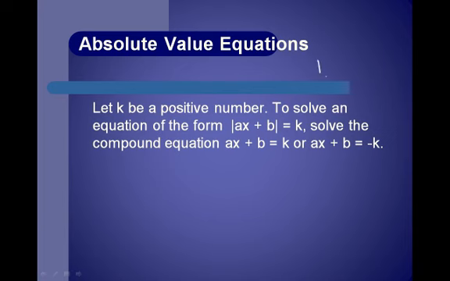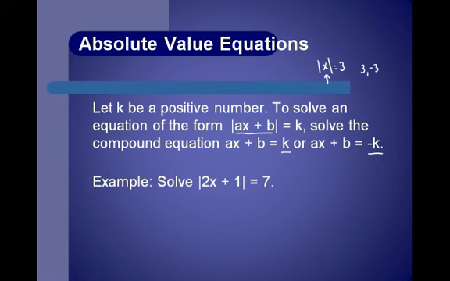Think back to our example on the previous page. If we had the absolute value of x is 3, that means what number is 3 units from 0? Well, we said it was either 3 or negative 3. So what this is saying is the absolute value of ax plus b is equal to k. That means it's either k units on the right side, which would be a positive k, or k units on the left side, which would be negative k.